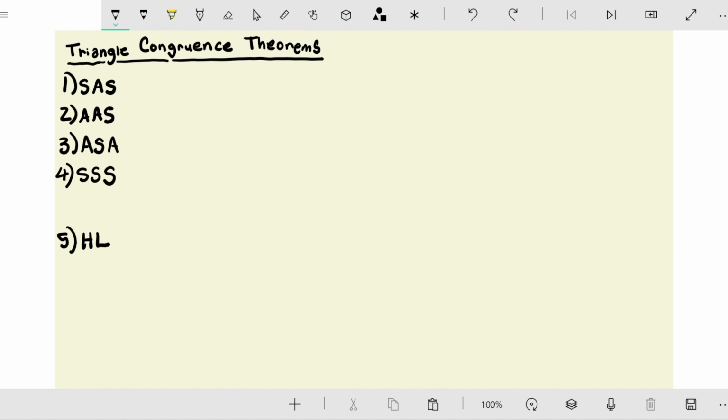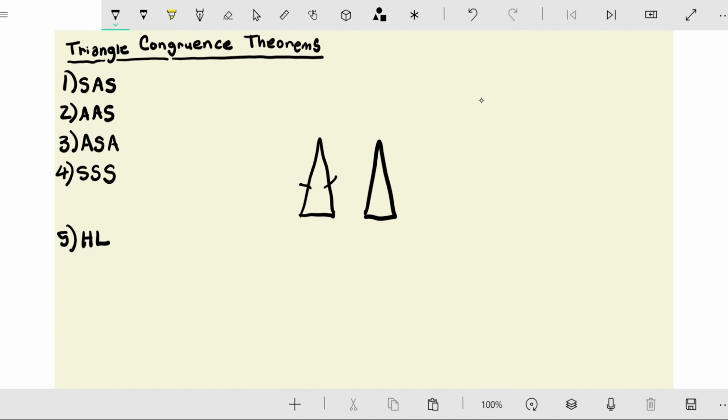So our fourth congruence theorem is SSS. So let's redraw our 2 triangles. So for SSS to work, all 3 sides of the triangle have to be congruent to each other. So these 3 are congruent, these 3 are congruent. So we can say that they all have 3 sides of equal length, and so they are congruent by SSS.